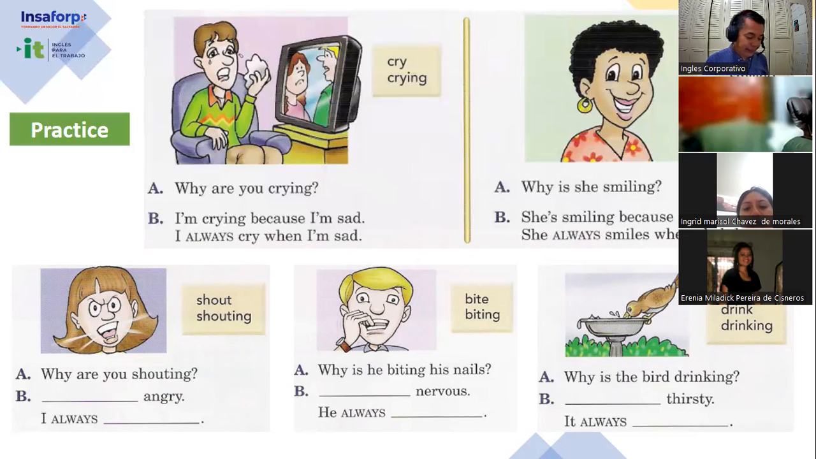Because it is thirsty. It always drinks. It's third person, okay. Drinks. Drinks when? It is thirsty. Good. He always drinks or sips, right? When he is thirsty, right? When it is thirsty. Okay, thank you very much.